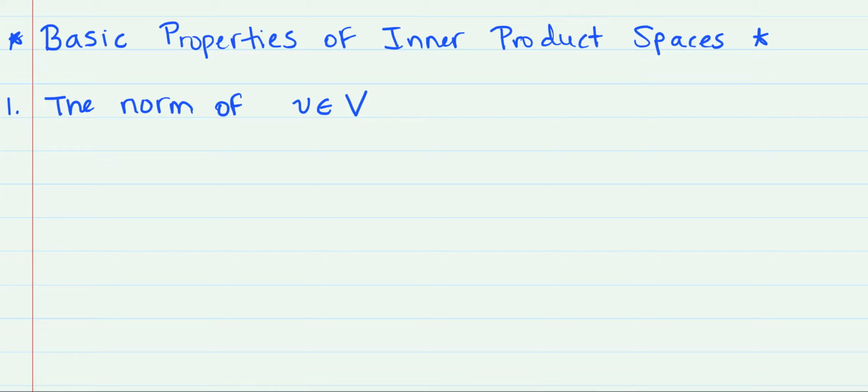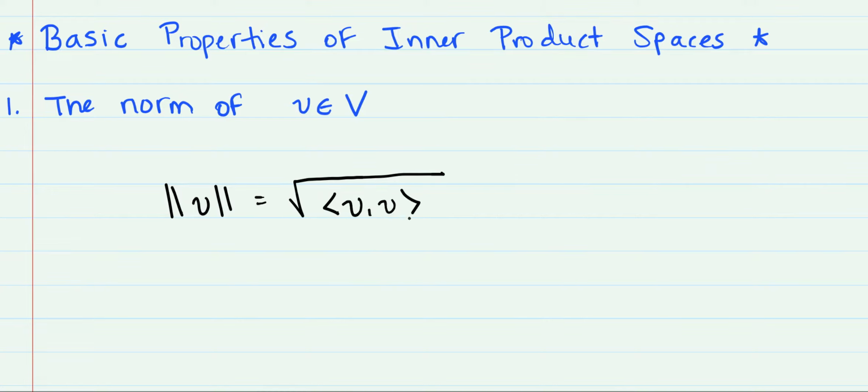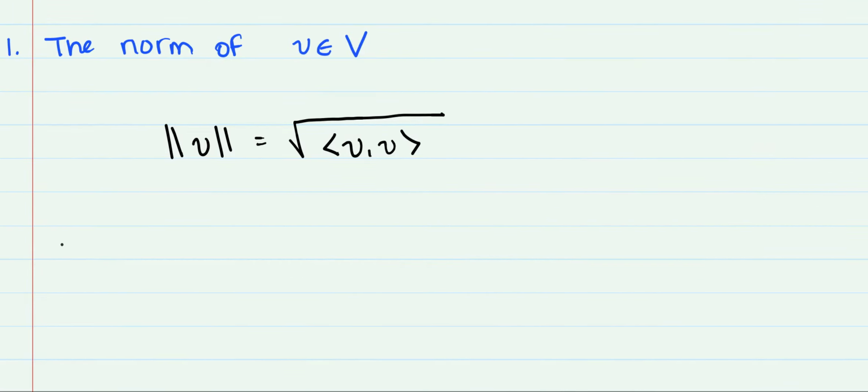So first off, we can define the norm of a vector. So the norm of a vector for an inner product space is going to be defined as the square root of the inner product of a vector with itself. So that's going to be standard no matter what inner product space you have, and whatever mapping this inner product is, the norm is always going to be the square root of the inner product of a vector with itself.